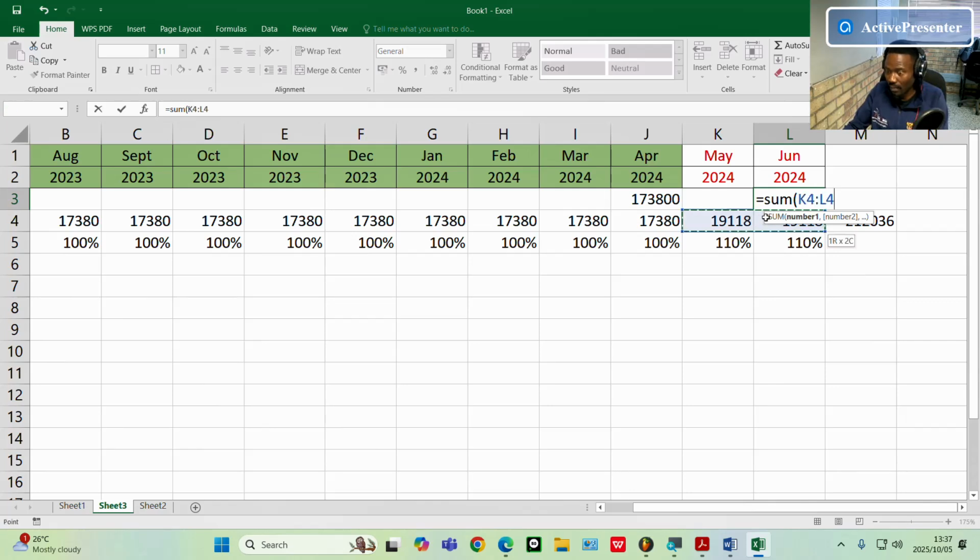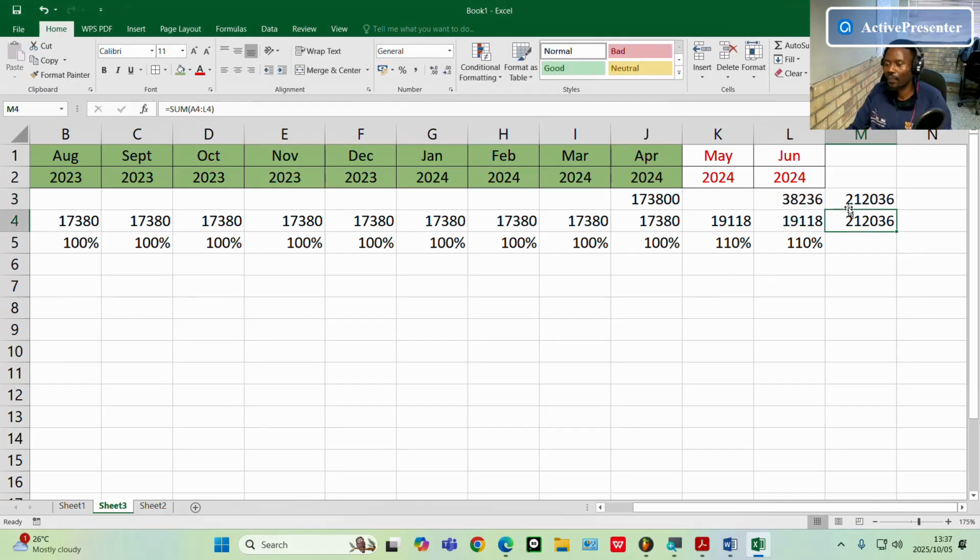Now I'm adding May and June. So when I take this for 10 months plus the 2 months, I should get the same. Yeah, it is. So now this 38,236 is for 2 months, and this 173,800 is for 10 months. I'm not sure if I'm making sense, but this is how it goes.